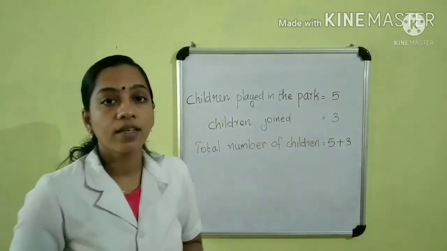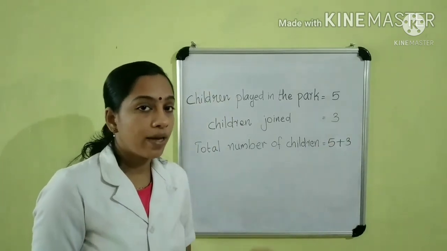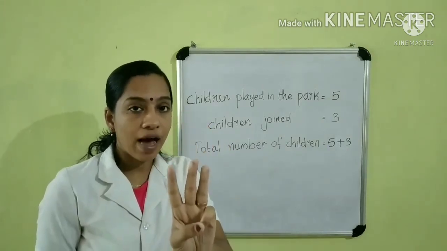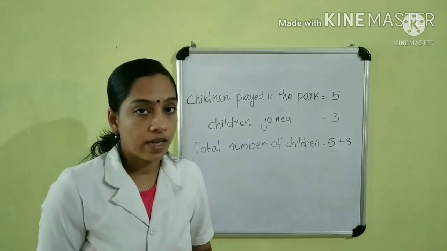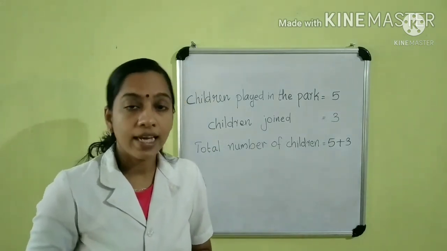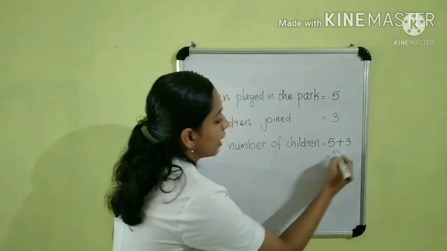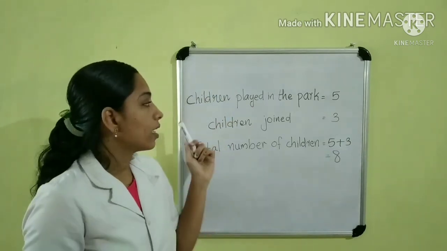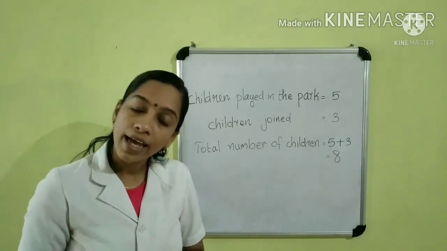For that, keep the number 5 in your mind, take the number 3 in your hand. Count after 5, 6, 7, 8. So we will get the answer 8. That is 5 plus 3 is equal to 8. So we can write here 8. Now we can understand that the total number of children in the park is equal to 8.